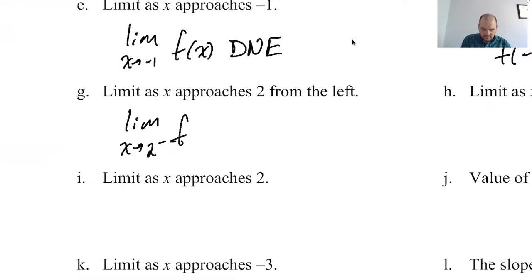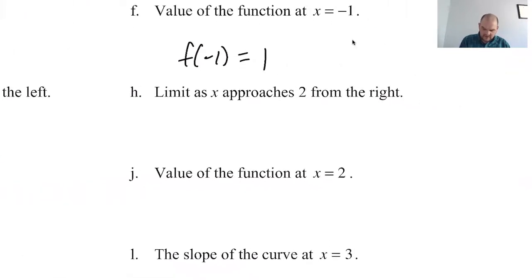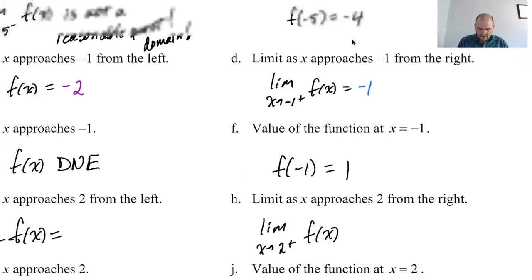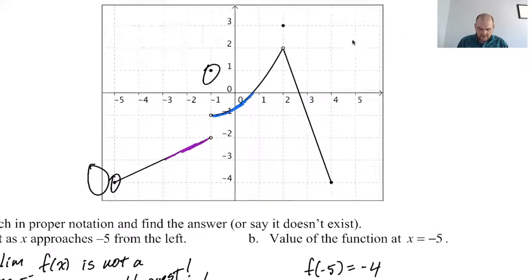That's never a problem. Left. You know what? Maybe I'll write this one too, notationally: limit as x approaches 2 from the right. And then we'll go to the graph. So let's see, 2 from the left, 2 from the right.